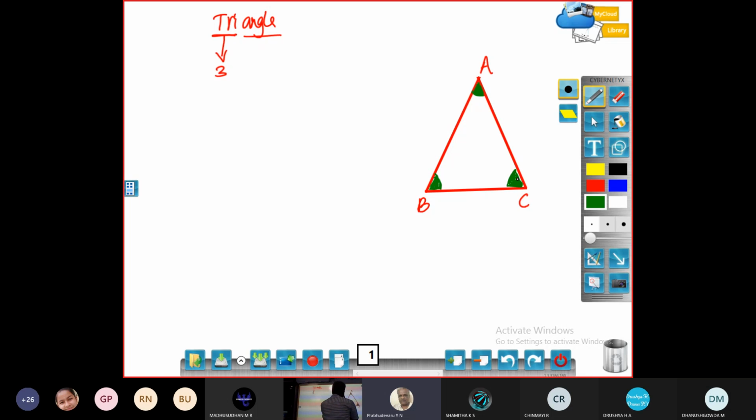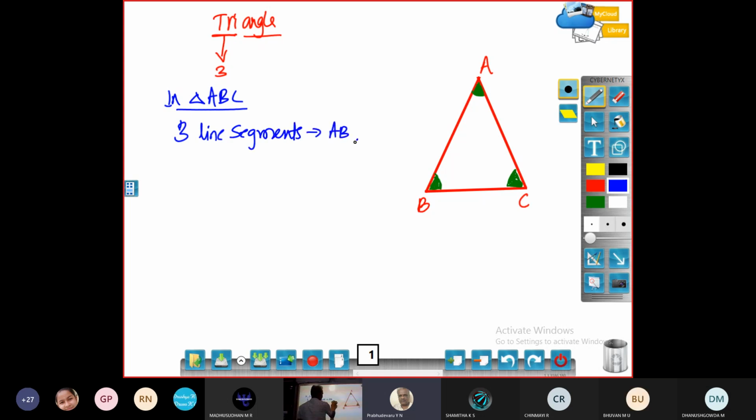So in this triangle ABC, we have three line segments. What are the line segments? One is AB, the other one is BC, the next one is CA. So we have three line segments, and we have three angles also, the interior angles: angle A, angle B, angle C.